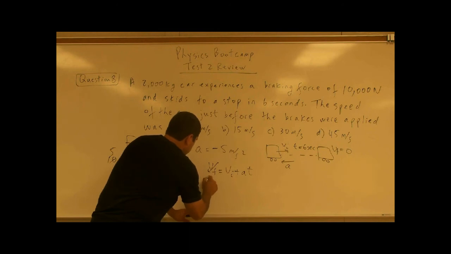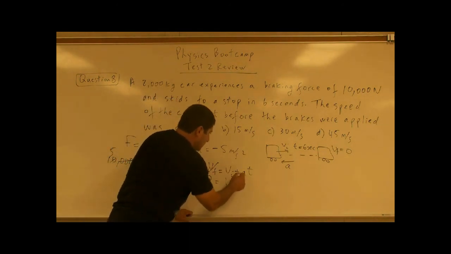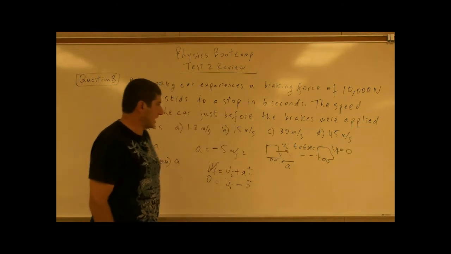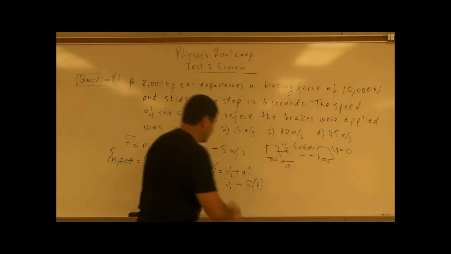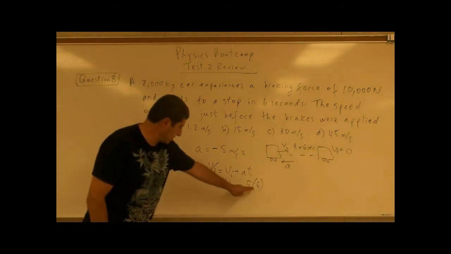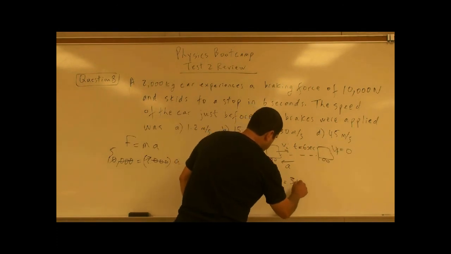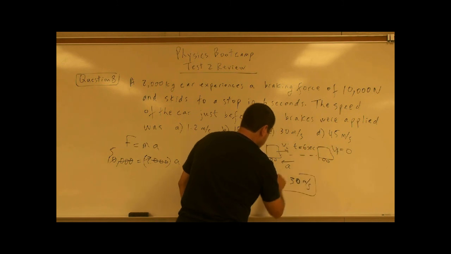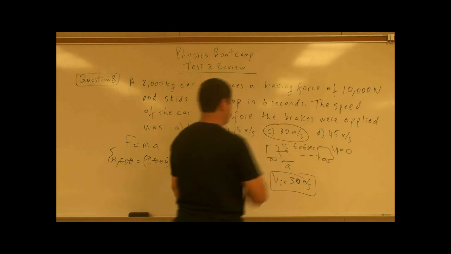V final is equal to 0. V initial is what? Well, that's what we're solving for. The acceleration is -5. And the time is equal to what? 6 seconds. Okay? So what is the V initial? Well, V initial is the product of the two. That's 30, goes over there, becomes 30, right? So V initial is 30 meters per second. 30 meters per second. Which choice is it? It's choice C. 30 meters per second.